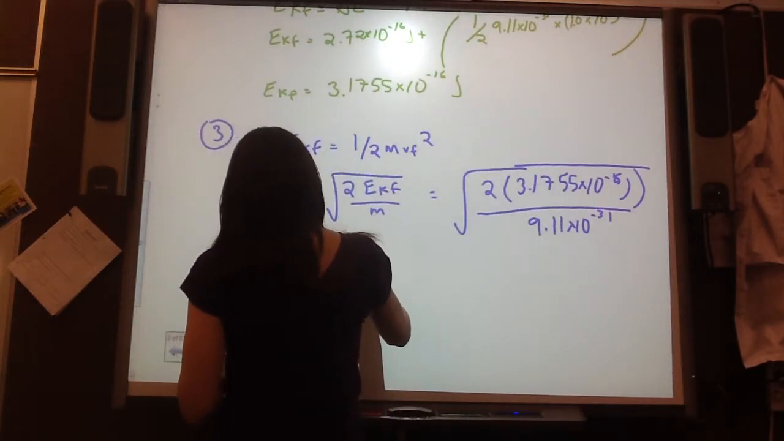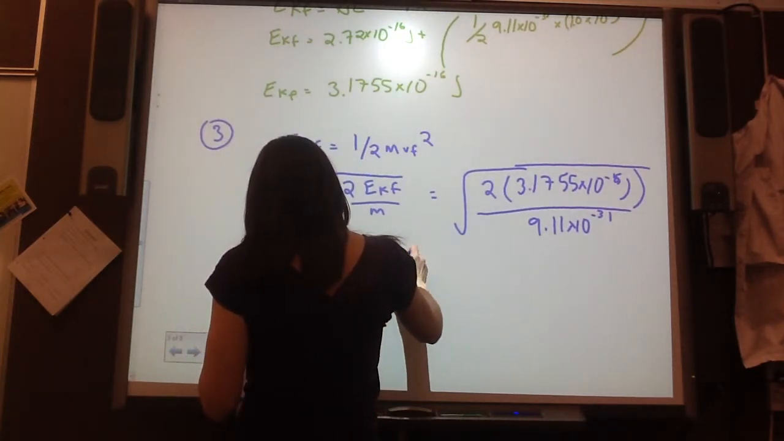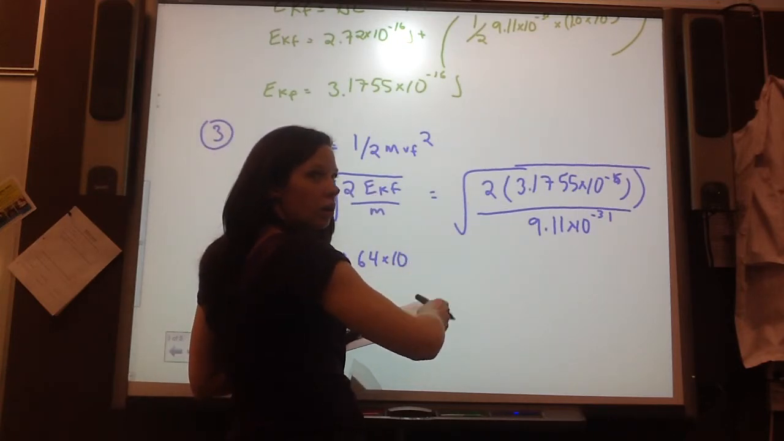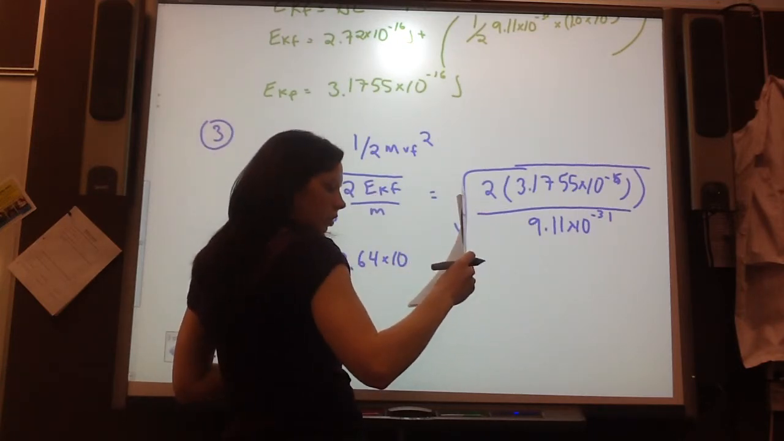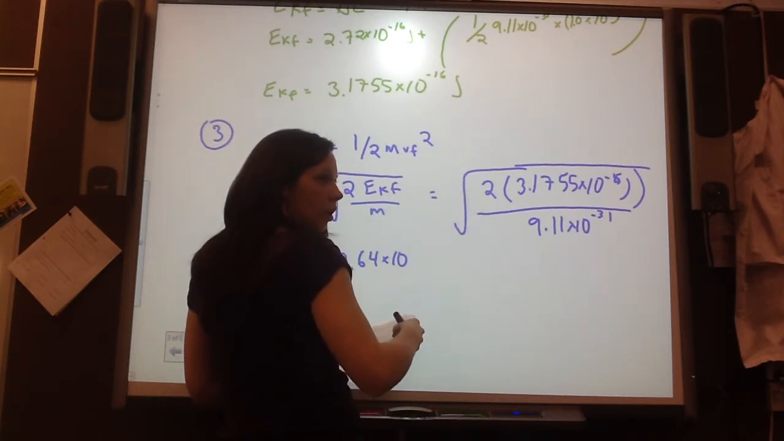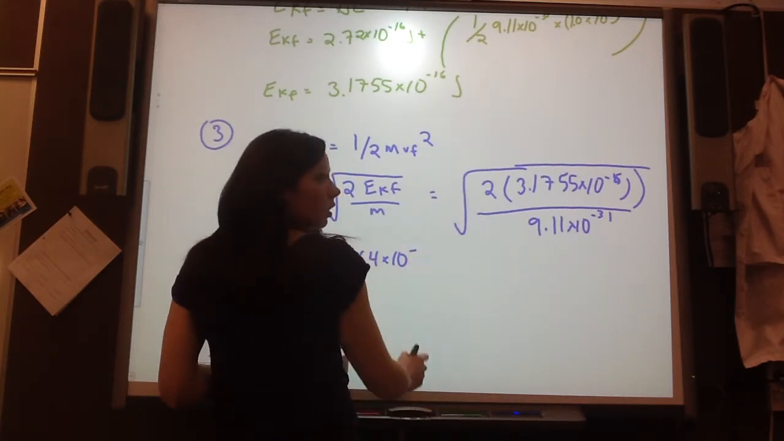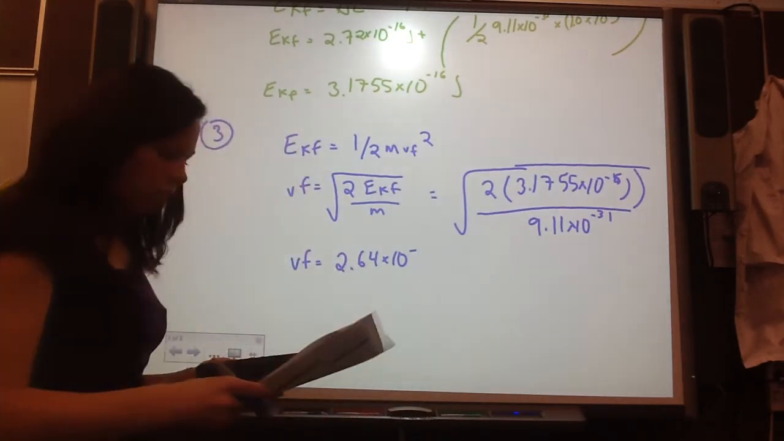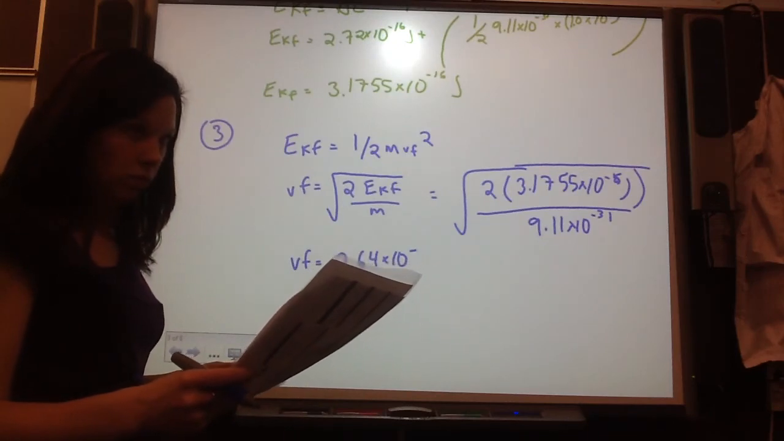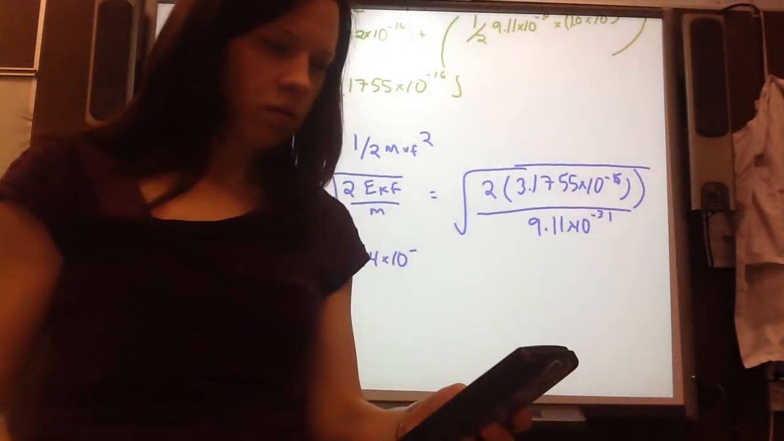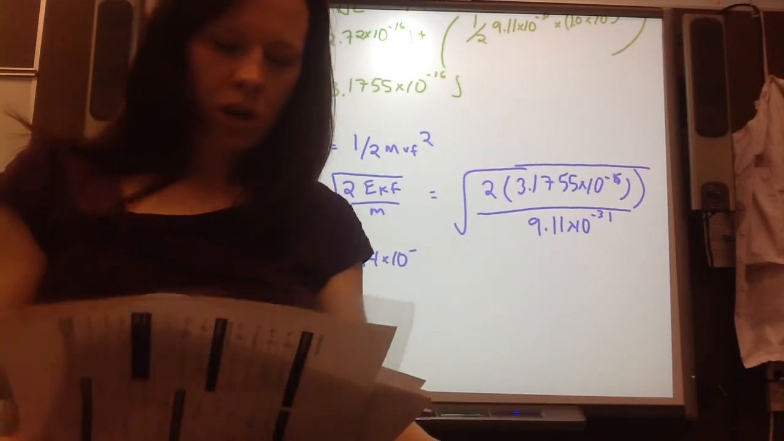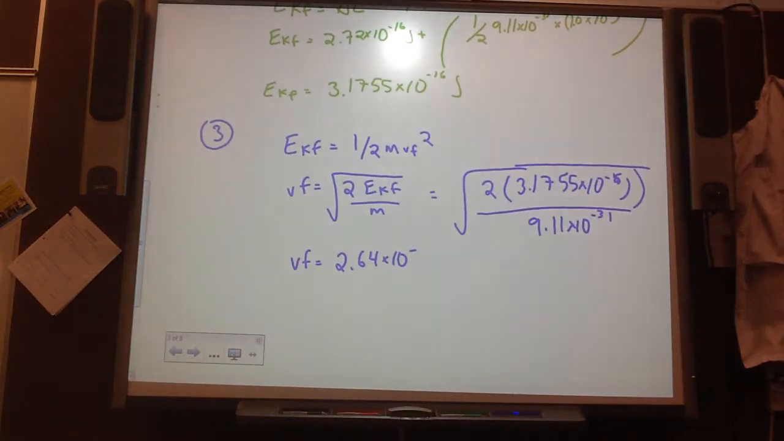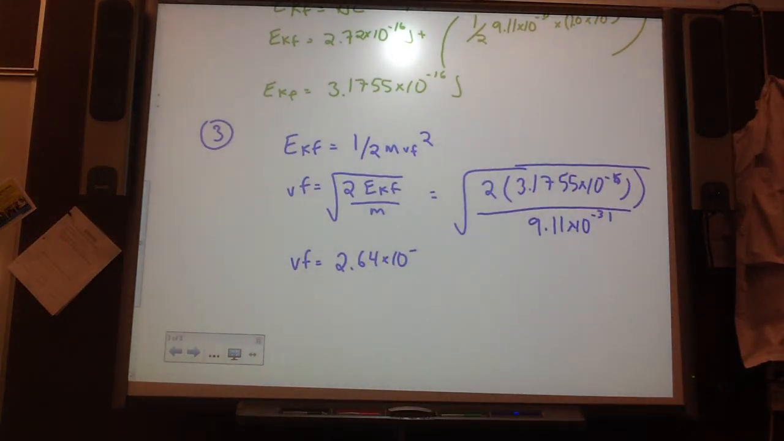So VF is 2.64 times 10, I got negative 24? No, I got positive. I have 2.64, but it's doing positive. That's weird. Let's just leave it. Okay, well, you know what? I'll finish this, but what you need to start doing is the question B ones.